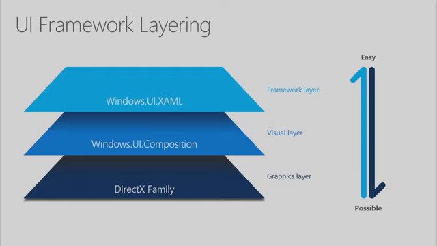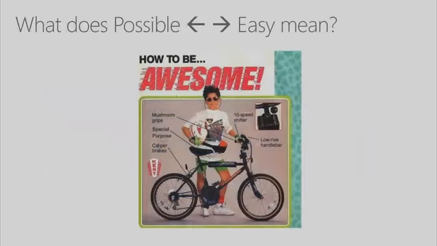It is also possible to do various things in the composition layer. And at XAML, we try to make a lot of these concepts easier to approach, right? Controls is one way to think about that. So let's actually think about a concrete example of what we mean by possible versus easy.